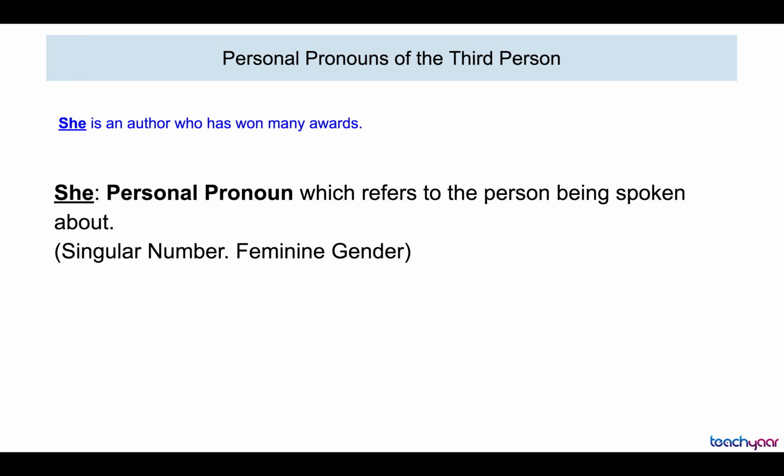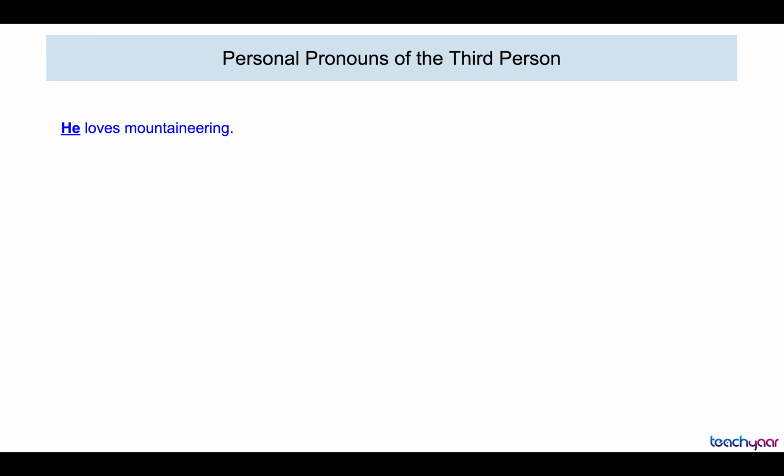This is where you have to understand the difference. First person, the person who is talking. Second person, the person to whom you are talking. Third person, the person about whom you are talking. So in this case, she is singular number and it is feminine gender. That's why you have used the pronoun she.